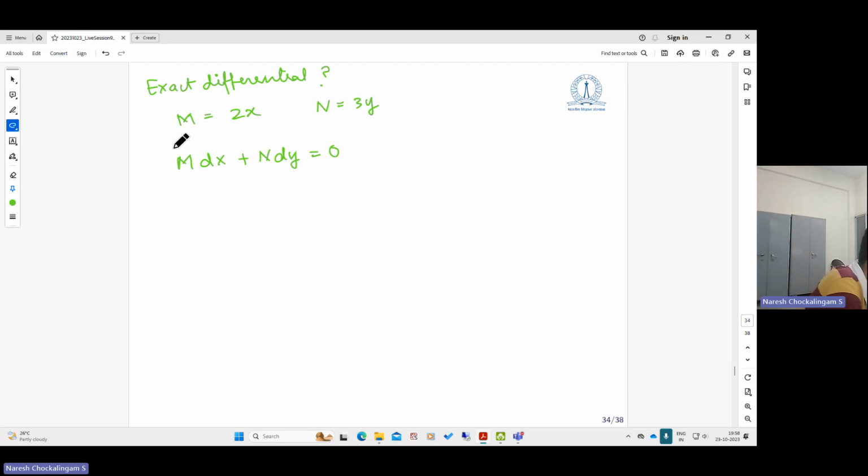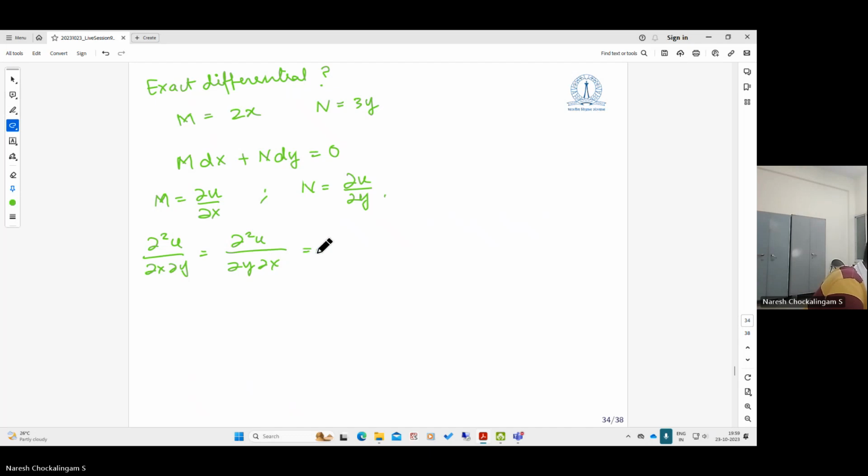It is said to be an exact differential if m can be expressed as the partial derivative with respect to x of some function, and n is the partial derivative of some function with respect to y. And in this case, the mixed derivatives have to be equal, which means the partial y derivative of m and the x derivative of n should be equal.